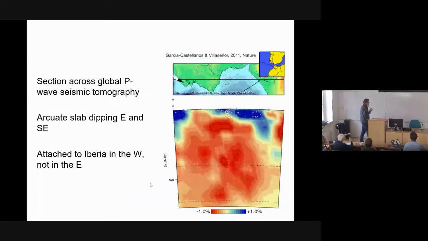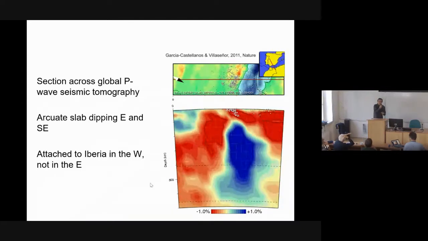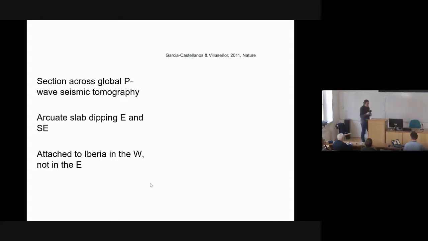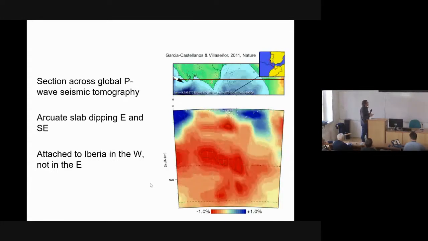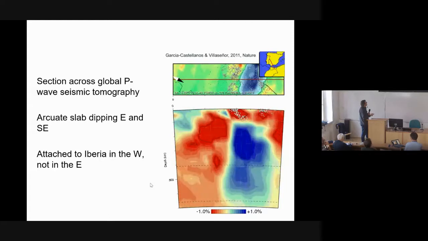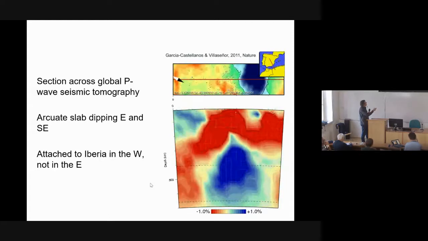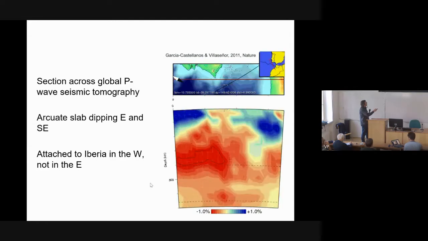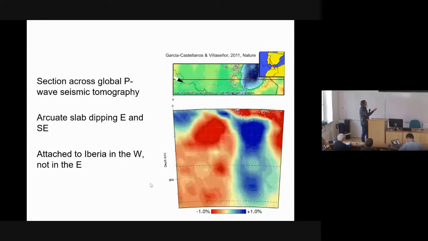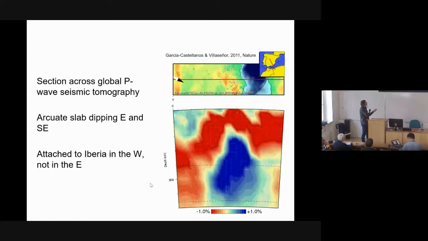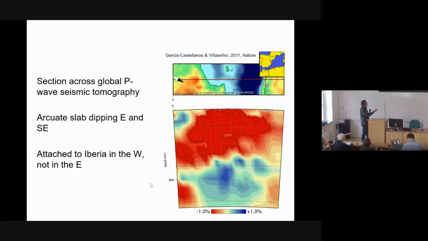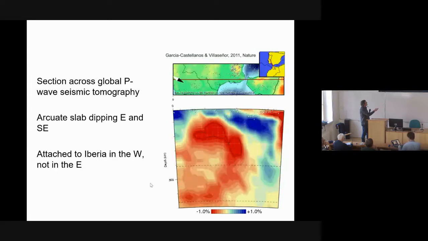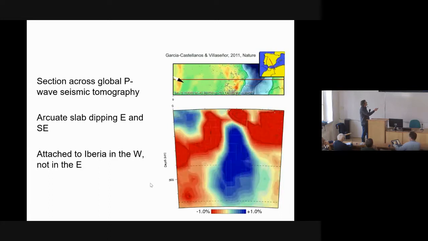Now, what could cause these rates of uplift? And to tackle this, we were going to tomographic data, as you can see here. This is a moving section across, you can see the location map here. So what it is showing is a lithospheric slab that is attached to Iberia. Iberia would be on the left here. And it's attached to Iberia in the western part, but is detached in the eastern part.